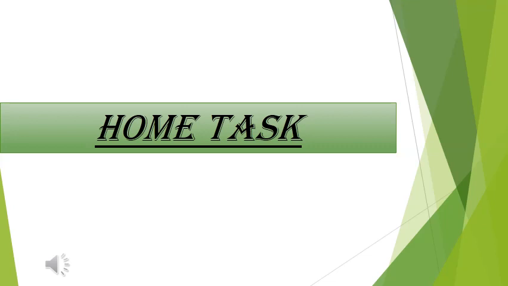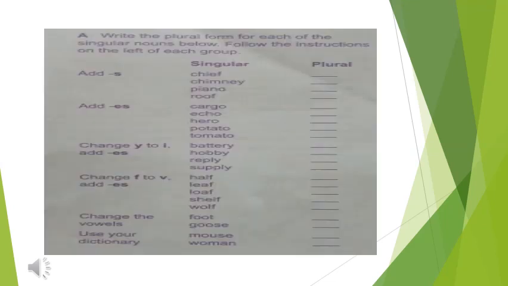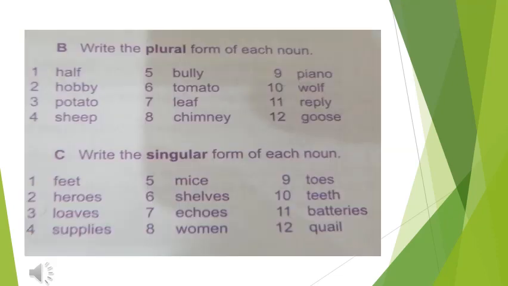After explanation, now let's move towards your home task. What you have to do is open page 5 of your Junior English 3. Look at exercise A. Write the plural forms of each singular noun. Follow the instructions on the left of each group. In exercise B, you have to write the plural form of each noun in your copy. In exercise C, you have to write the singular noun of each noun. Exercise B and C will be done in your classwork copy.